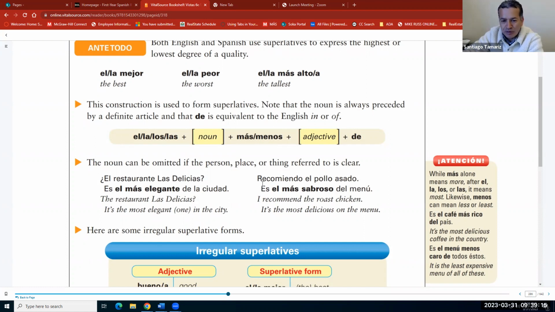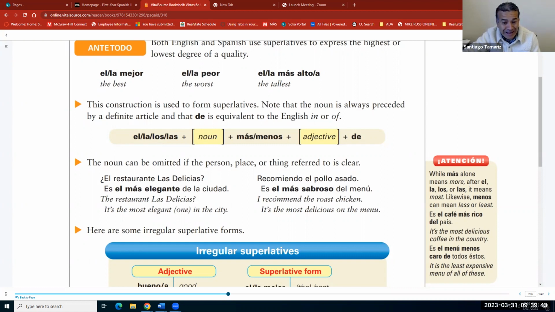This example. Recomiendo el pollo asado. Es el más sabroso del menú. Here, I recommend the roast chicken. It is the most delicious of the menu, on the menu. If you notice here, we're using also es at the beginning, before the definite article. Es if you're talking about one thing. Son if you're talking about more than one thing. But normally when you compare the highest or lowest degree, it's only one thing.